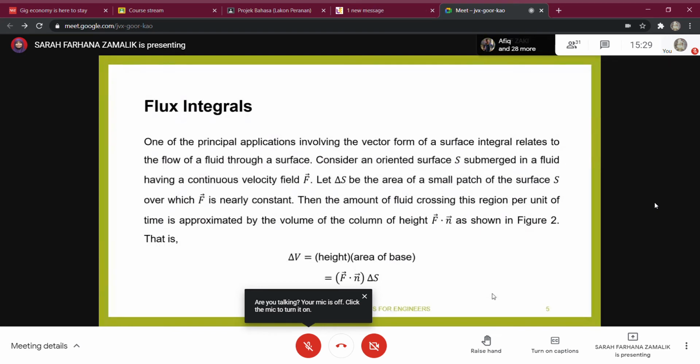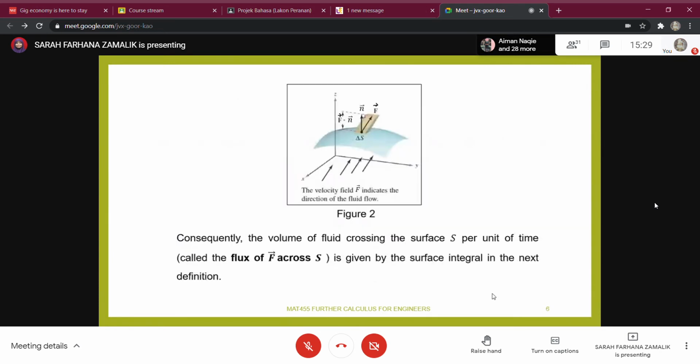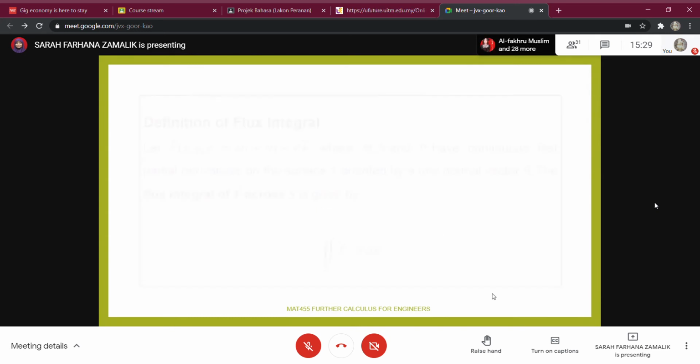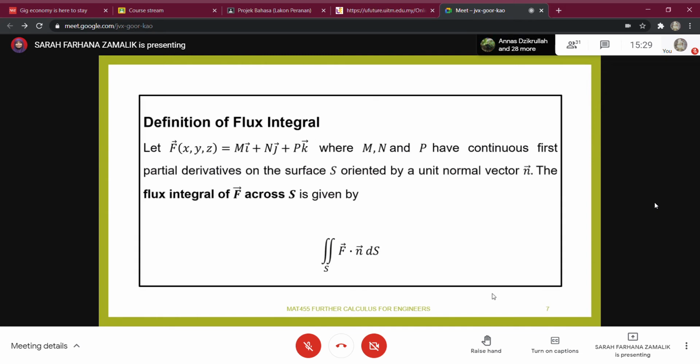So this is application for your surface integral, which is you can find the flux here. Awak boleh baca je sendiri, tak ada apa pun. Dia just nak bagi tahu dia, bagi tahu je this is the application that involve the surface integral. Okay, bacalah. Ni pun sama, yes. Kita panggil dia flux of a vector field F across the surface S. So this is the definition of your flux integral you want to evaluate later on, okay, by using surface integral.